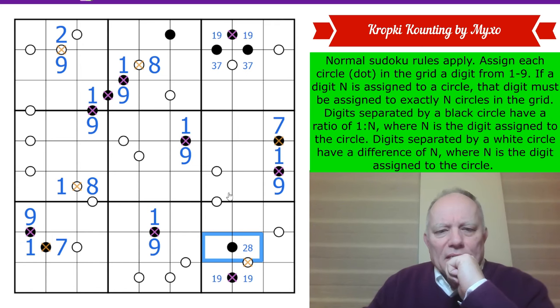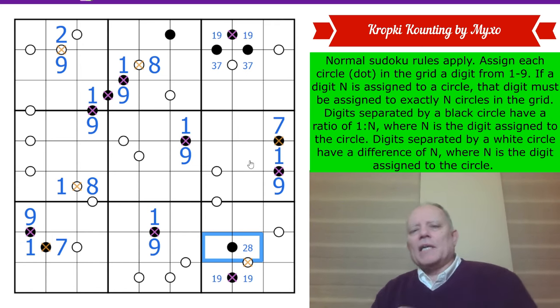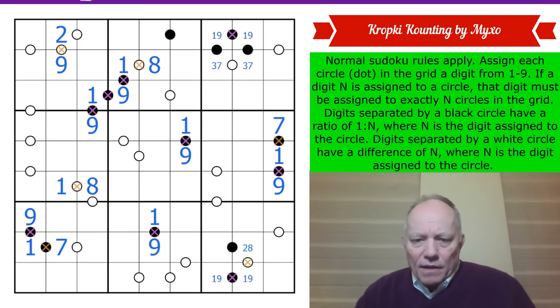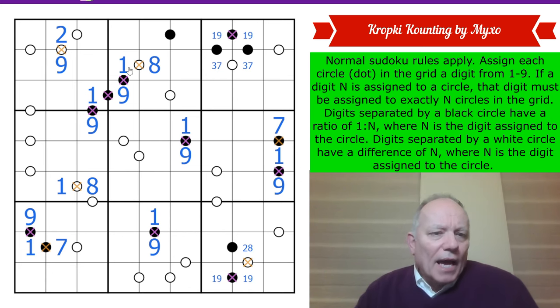Let's look for the 6s. So, 6 has to have a white dot if it can't have a black one in this puzzle anymore. And that's true. 6 on a white dot, it's either going to be 1, 7, 9, 3, or 2, 8. So let's come up with another colour. Let's do a blue for 6. I don't know why.